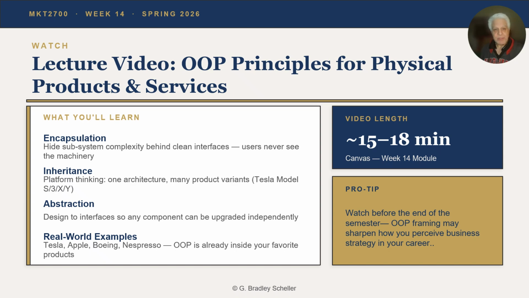Now, the four concepts you're going to take away: encapsulation, which is hiding complexity behind a clean interface; inheritance, which is platform thinking where one architecture supports an entire product family; abstraction, which is designing to an interface so components can be upgraded independently; and real-world applications, showing how the world's most scalable products are object-oriented under the hood.